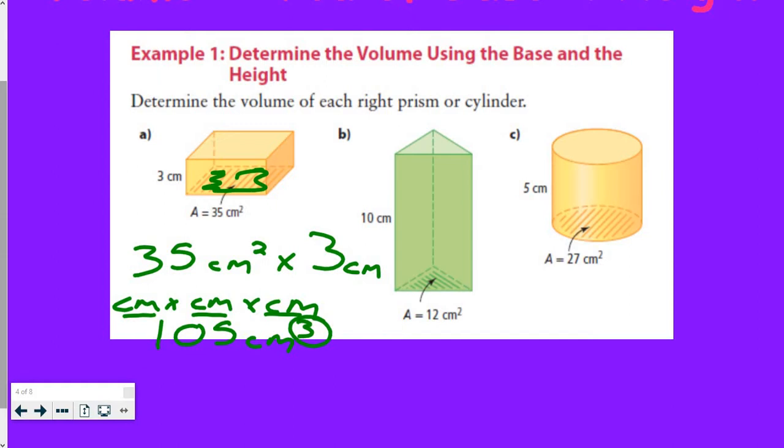So if the area of the base is 12 and the height is 10, the volume is going to be 120 centimeters cubed. If we have an area of 27 and a height of 5, it's 27 times 5, and that is going to be 135 centimeters cubed. Remember the cubed.